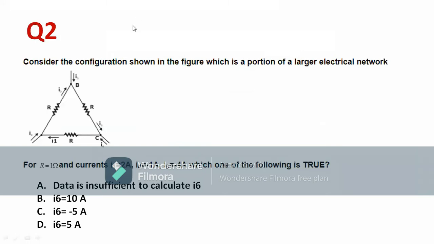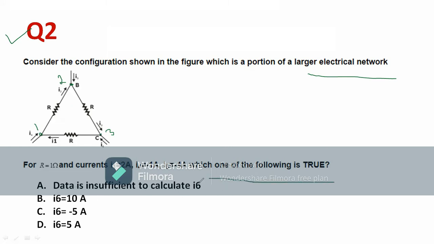Moving on to question number 2. Consider the configuration shown in the figure, which is a portion of a large electrical network. Yes, there are 3 nodes available. See, these are the nodes. First, you can mark 1, 2, 3 like this. For R equal to 1 ohm, the resistor value is equal to 1 ohm. Then I1 is equal to 2 ampere. I4 is equal to minus 1 ampere. I5 is equal to minus 4 ampere. Which one of the following is correct?